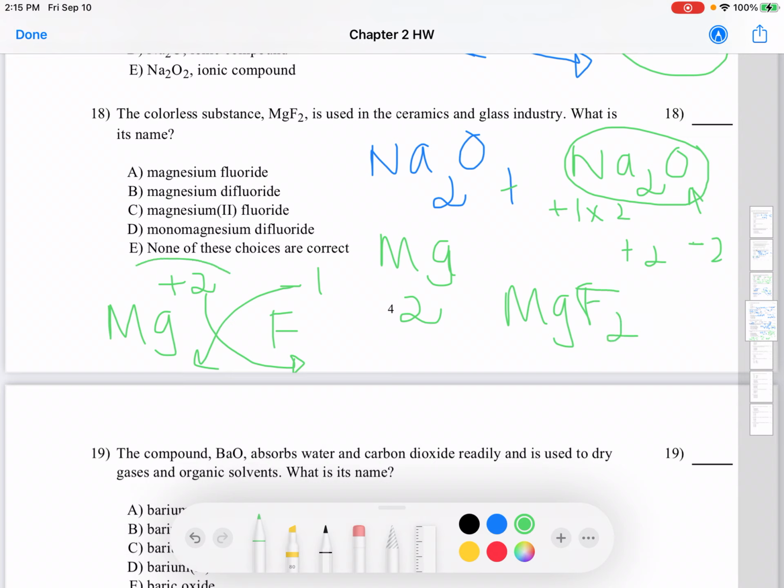And since magnesium is a metal and fluoride is a non-metal, this is an ionic compound, right? And for the ionic compound, when we are naming, we do not write the prefixes di, mono, right? So this is just magnesium fluoride, not magnesium difluoride, because it's an ionic compound. You don't call it magnesium 2 fluoride because magnesium is a main group element.